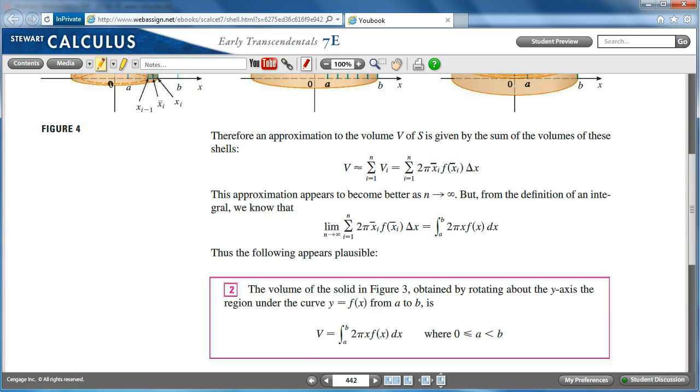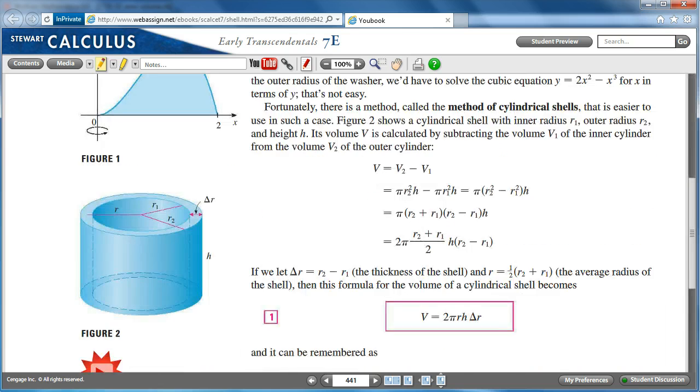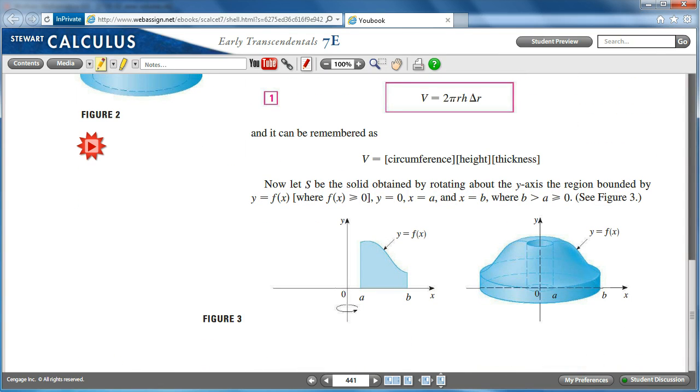It is about rotation about the y-axis, and then it is about the region under the curve y equals f of x, which is positive, and the lower edge is always the x-axis. So we are talking about a very specific situation, kind of like this, as you see in figure 3.